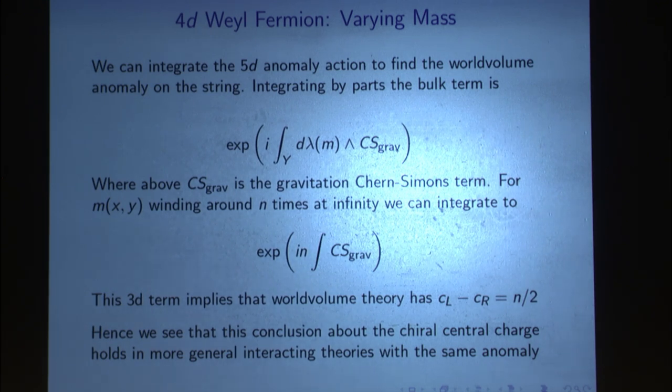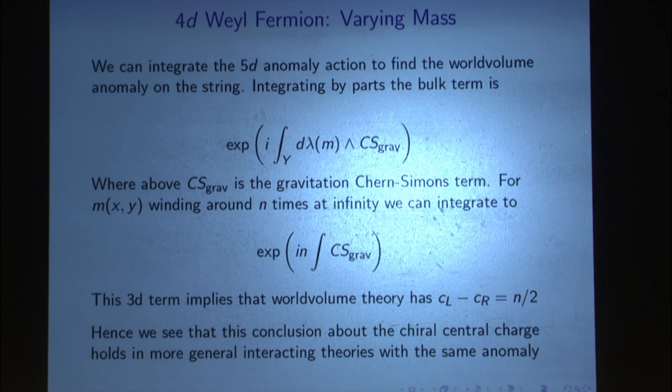OK, we can rederive this in a kind of highbrow way using our anomaly action that we had before. So let me take this bulk term and rewrite it in this way. All I did is move a derivative d here from one term to the other. So now CS grav is the gravitational Chern-Simons term, and this is some two-form in the mass space.